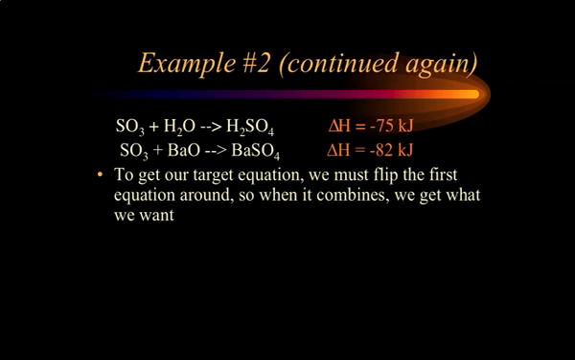So let's look back at this equation. We want to get H2SO4 on the reactant side. So we're going to flip that around. H2SO4 goes to SO3 plus H2O. My delta H is no longer negative 75, it is now positive 75 kilojoules. So when I flip it, the sign flips as well.